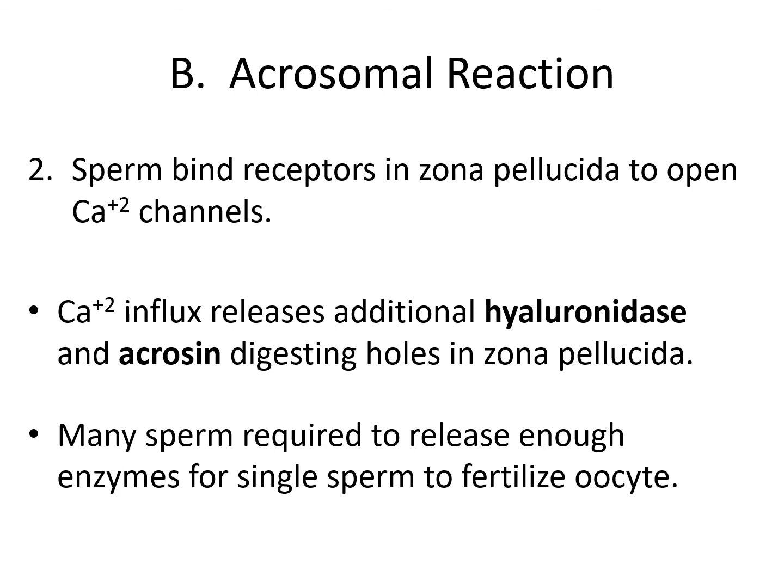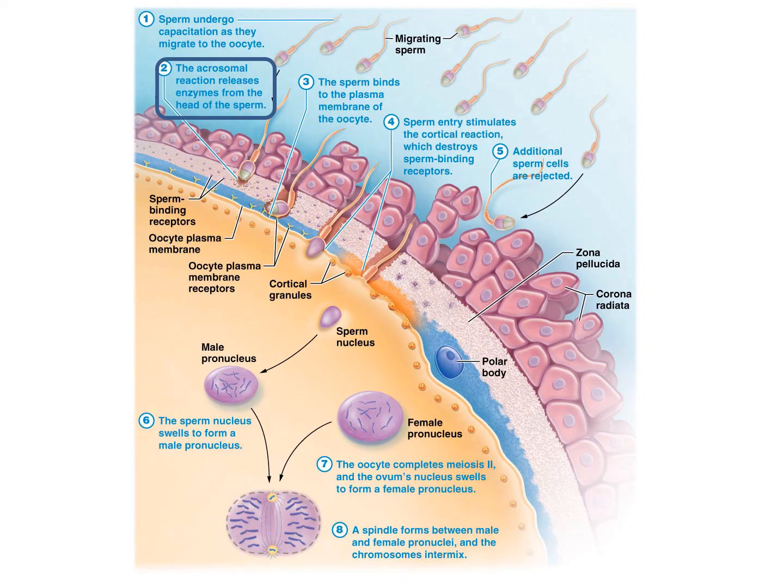Sperm bind the receptors in the zona pellucida to open up calcium channels, and these calcium channels then release these enzymes to digest holes in the zona pellucida. Okay. As we said, the sperm work as a teamwork to release enough enzymes for a single sperm to fertilize the egg. So here we have sperm releasing their enzymes and burying their heads into the zona pellucida.